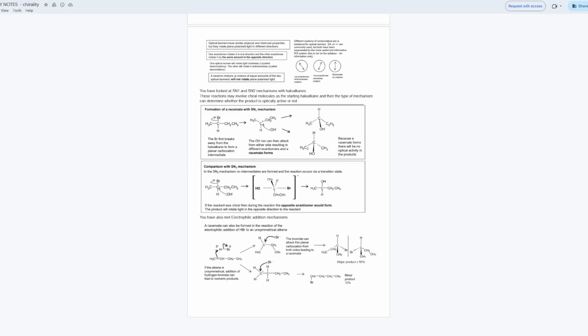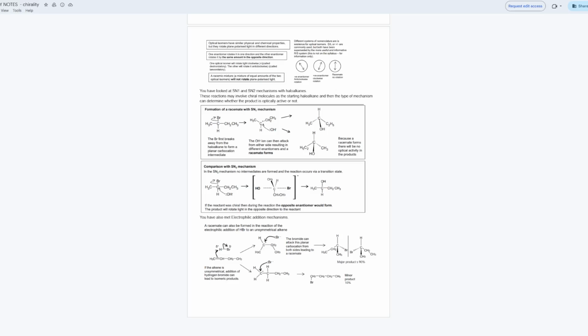So what is being formed here? Just an alcohol. Okay, yeah, this is pretty simple. You've also met electrophilic addition mechanisms, blah blah blah. You've read that.